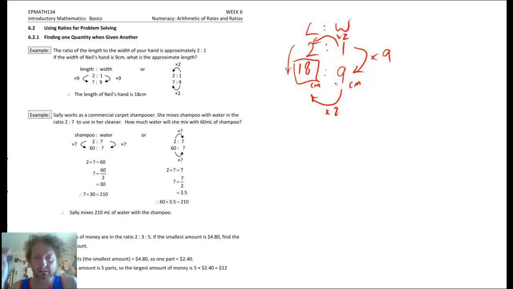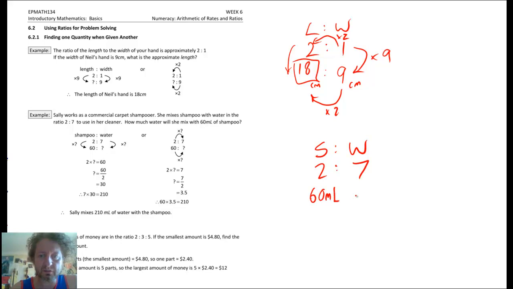Let's do that again. Read through the question. Sally works as a commercial carpet shampooer. She mixes shampoo with water, S to W, in the ratio 2 to 7 to use in her cleaner. How much water will she mix with 60 mils of shampoo? Read the question. It's shampoo, so I'm putting the 60 mils in the left column. It doesn't matter whether I put the units there or not. I can just deal with the number. I know that whatever answer I get is mils. Let's look at where my unknown is here.